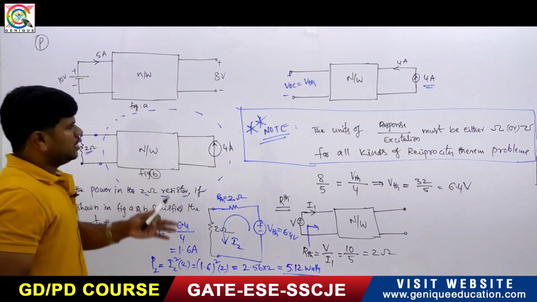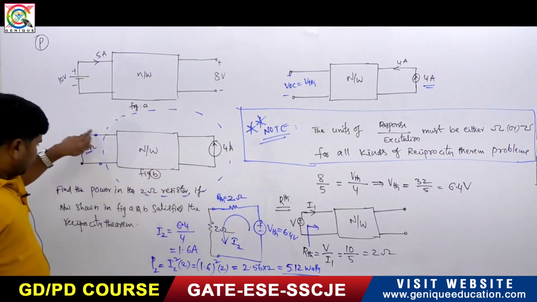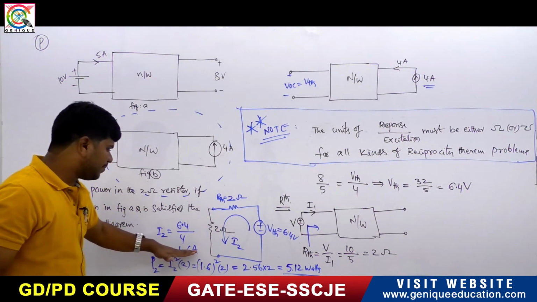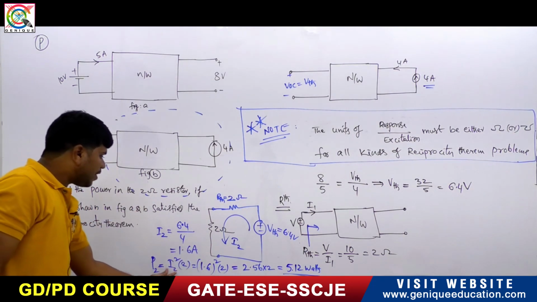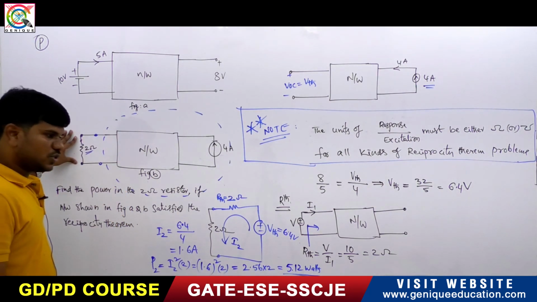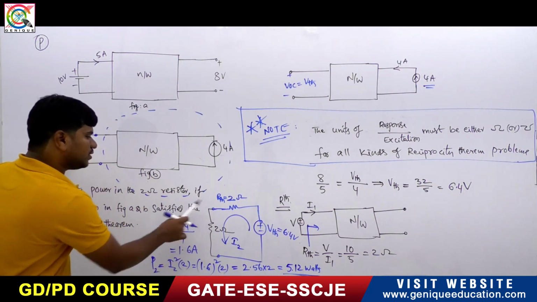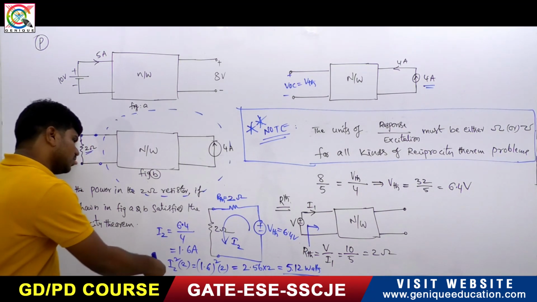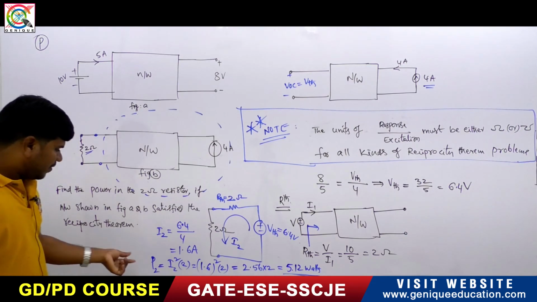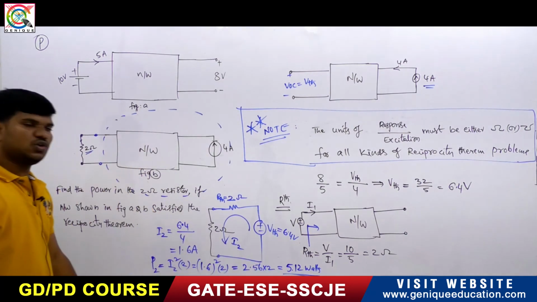So like this we have to find the current here. Suppose if you ask the current also, up to here the question is completed. Okay, we were asked to find the power in the 2 ohm resistor. So it will be the current square into resistance. That's why we got the power in the 2 ohm resistor as 5.12 watts.